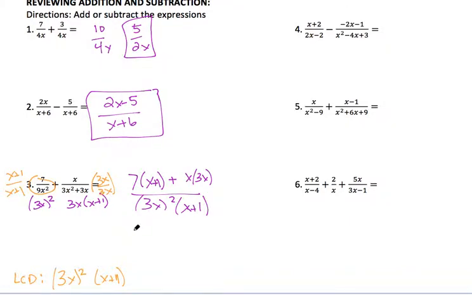So my numerator, when you simplify it, and I would like you to simplify it in your notes, you can pause the video and make sure you get the same answer. When you're all done, 3x squared plus 7x plus 7 divided by 9x squared times x plus 1.